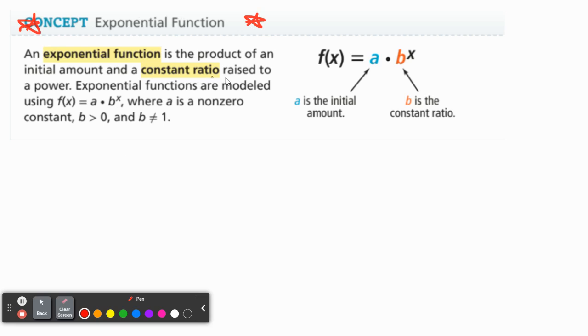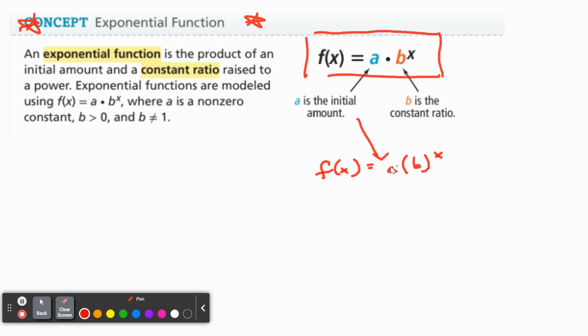So an exponential function is the product of an initial amount and a constant ratio. So notice here, this is your formula. F of x equals a times b to the x. Sometimes I see it like this. F of x equals a, and then the b is in parentheses to the x. So you might see it either way. But whatever way you slice it, the a, the number in front, is called the initial amount. Okay? This is going to be your y-intercept, your starting point.